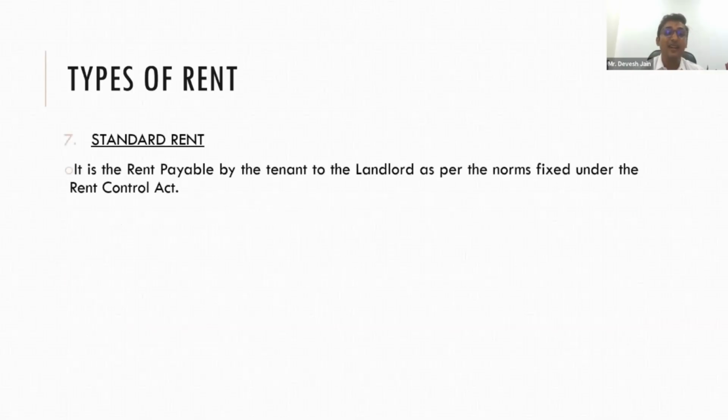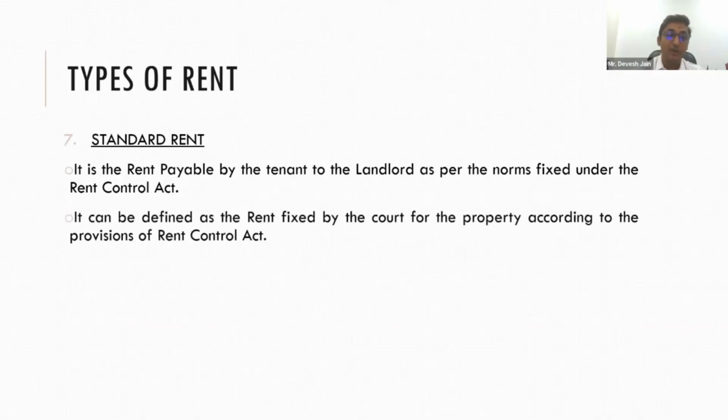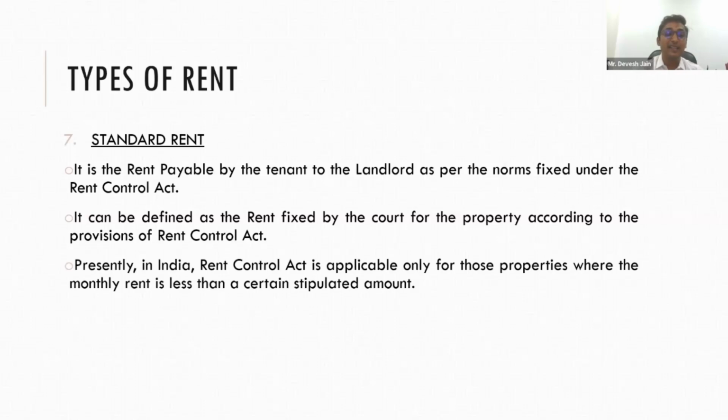Standard rent. So standard rent is the rent payable by the tenant to the landlord as per the norms fixed under the Rent Control Act. Okay. It can be defined as the rent fixed by the court for the property according to the provisions of the Rent Control Act. But Rent Control Act is not applicable everywhere, right? So presently in India, Rent Control Act is applicable only for such properties where the monthly rent is less than a certain stipulated amount. So there are certain conditions which are given in the Rent Act. And if the monthly rent is less than, I guess it is 3,500 or 4,000 rupees, I'm not sure, then only Rent Control Act is applicable to such properties.